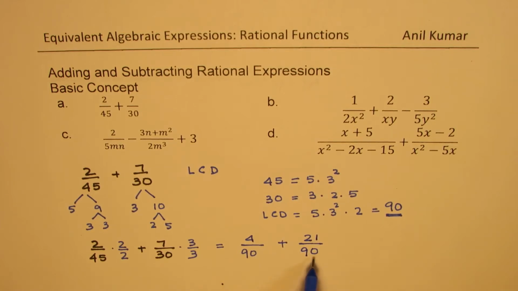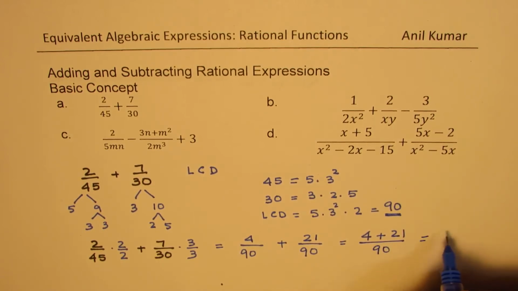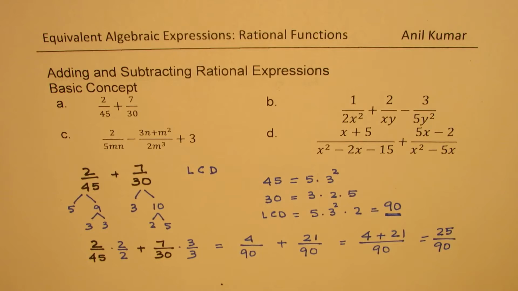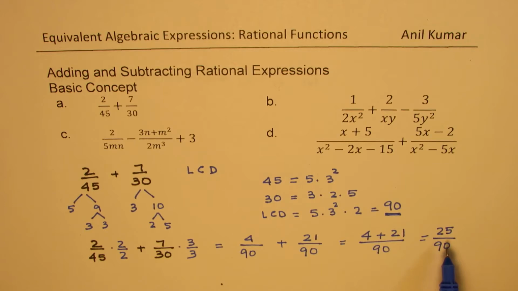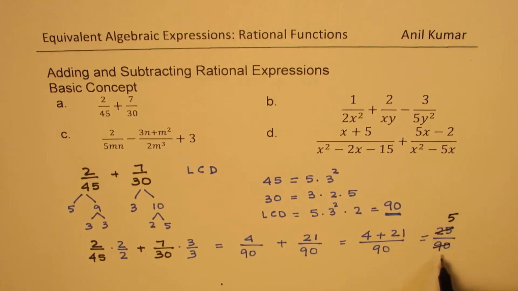Now, when we have a common denominator, we can add the numerators. So we say it is 4 plus 21 over 90, and so the result is 25 over 90. Now, 25 over 90 can also be simplified, right? So we can divide both by 5 and simplify the result. So if I divide by 5, what do I get? We get 5 in the numerator, and dividing 90 by 5 we get 18, right? So we get our answer as basically 5 over 18.